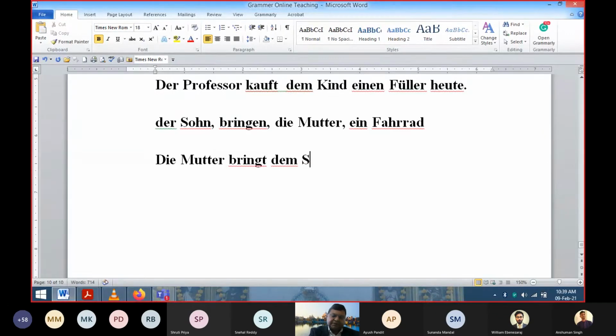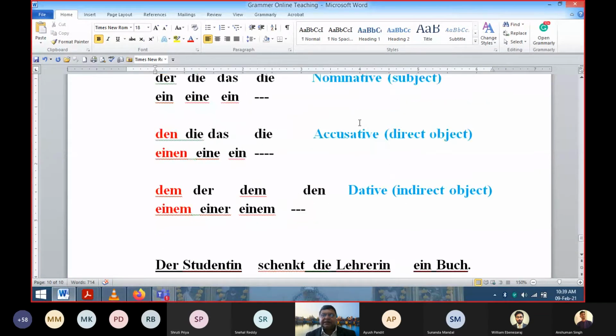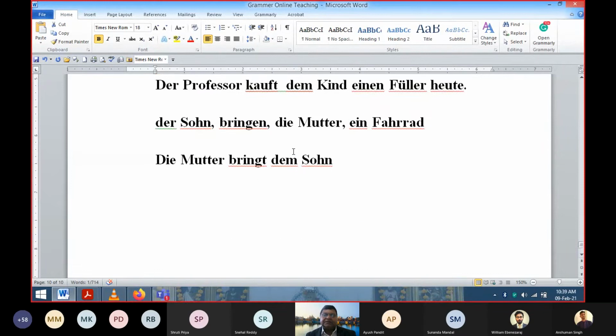It becomes dem Sohn. And then I'm coming finally to the Fahrrad. Okay, bicycle, direct object, and it's neuter gender. So for neuter gender direct object, you find here neuter ein. No change, ein. So it will remain as it is. So I write ein.